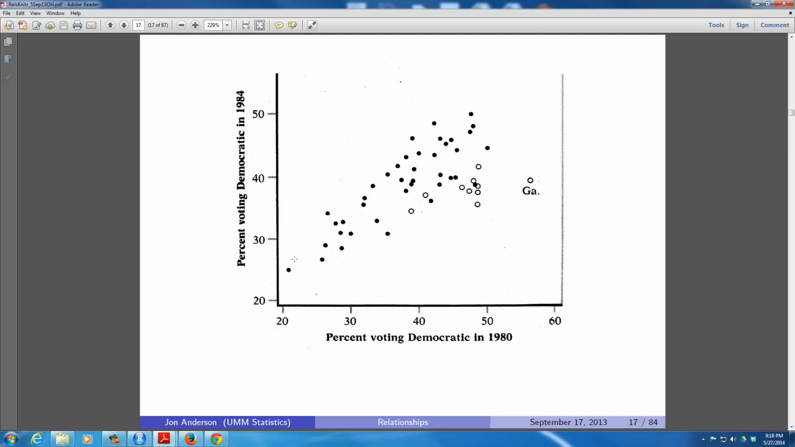What you can see from this scatter plot is a positive association. States that tended to vote Democratic in one election in 1980 also tended to vote Democratic in 1984. States down here that were Republican in one election tended to be Republican in the other. And so that is certainly a positive association. The direction, the form of the relationship looks like it's almost linear. So a linear relationship, positive association, and a fairly strong pattern.